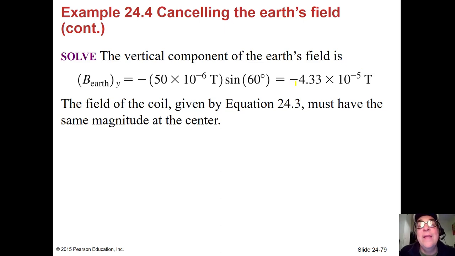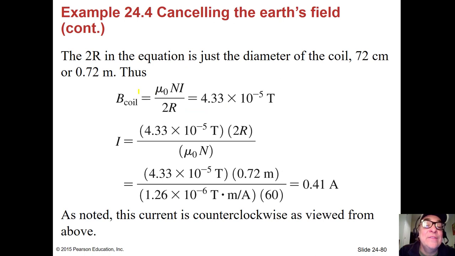Now we need to have a magnetic field because of this coil that has this same magnitude. And then here's the formula for the magnetic field for a coil. μ0 N I over 2R. That's what B is. We want the current that goes along with that. So do a little bit of algebra and solve for the current. You've got this formula here. Solve for I. So multiply both sides by 2R, divide both sides by μ0 N, and you have this formula.